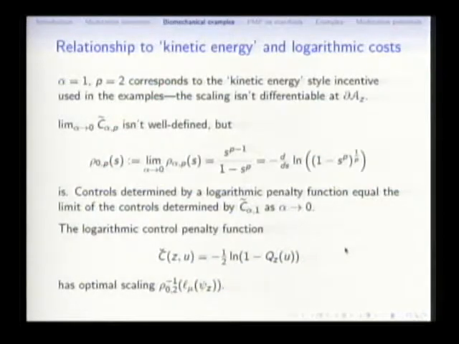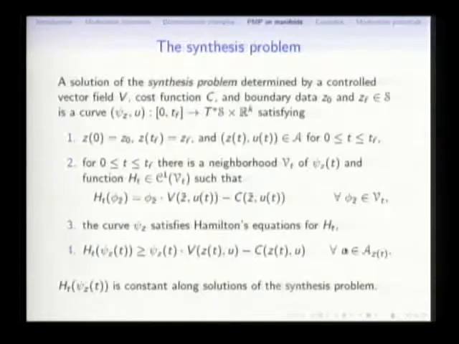for that familiarity. The engineering style logarithmic penalty function: if you take the limit as alpha goes to 0, that cost function itself is not well defined, but the rescaling it determines is a rescaling you'd get by using a logarithmic penalty. So you can think about alpha ranging between 0 and 1. Alpha equals 0 looks a lot like a logarithmic penalty, the engineering style. Alpha equals 1 looks a lot like a kinetic energy, coming from a classic Hamiltonian background style choice. And the ones in between are some sort of continuum of responses.